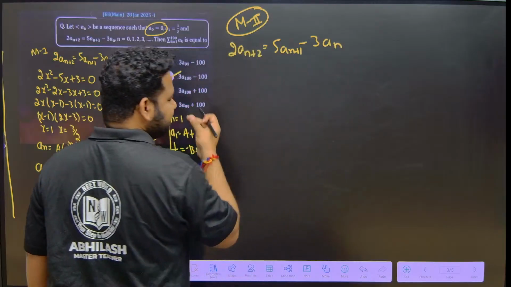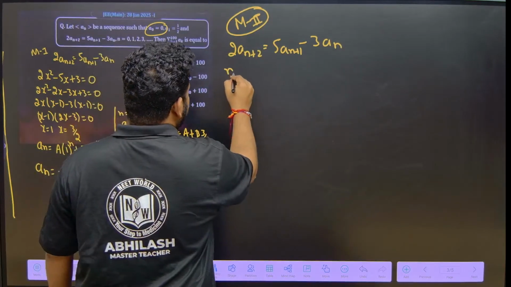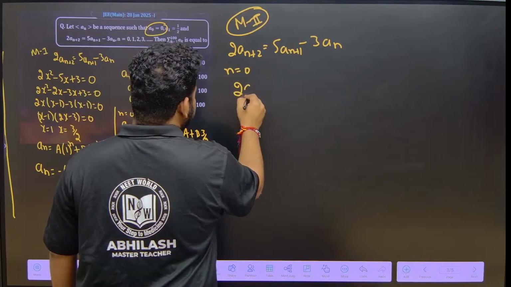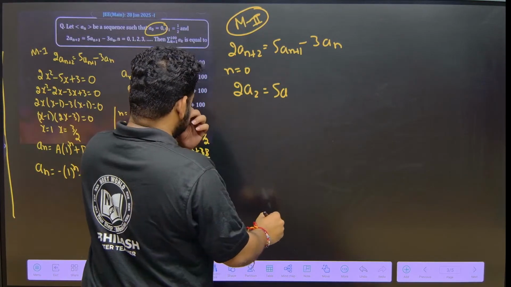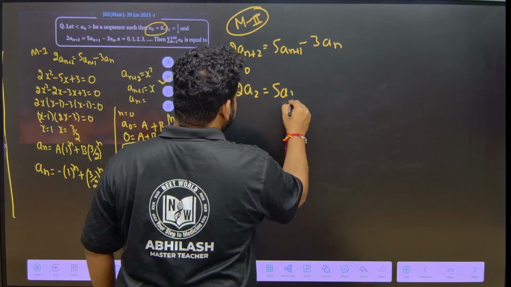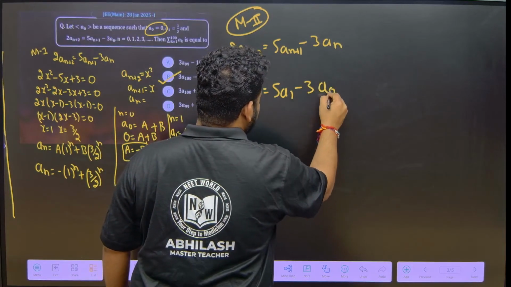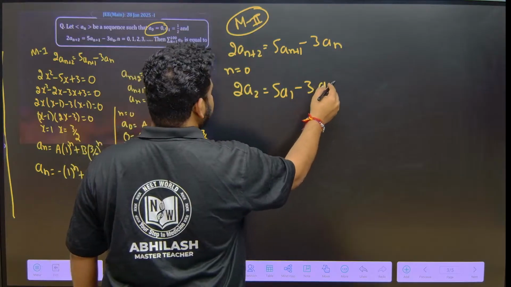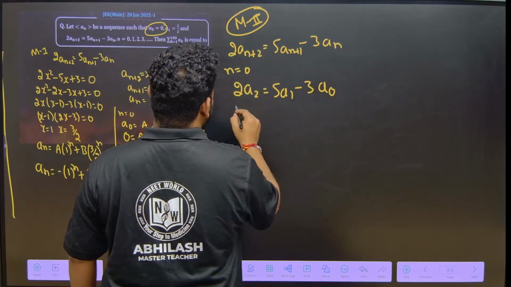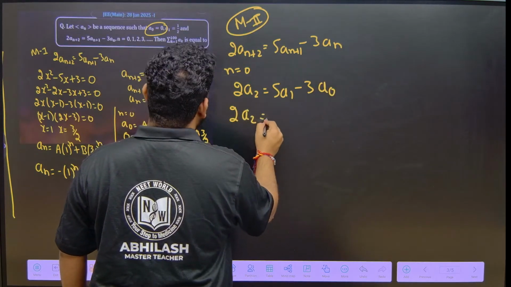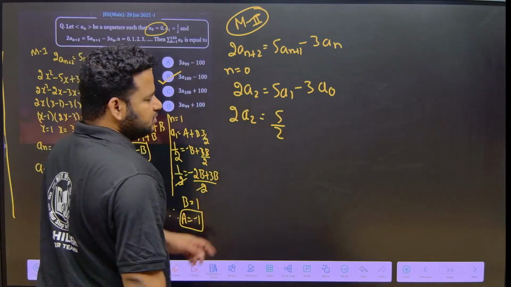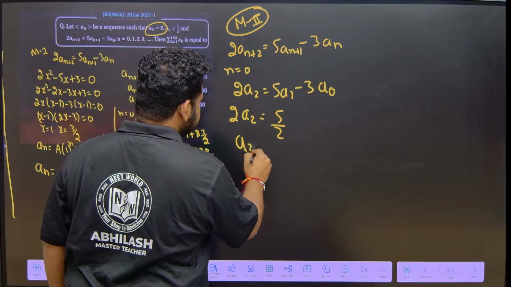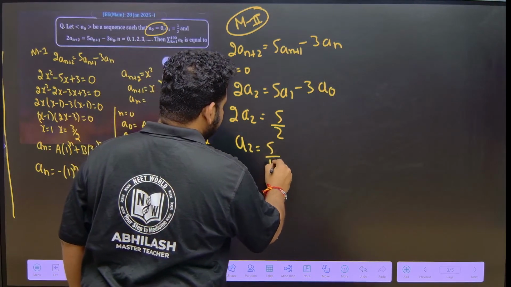So, for the sequence and series method, first I will put n is equal to 0. This gives us 2 times a2 is equal to 5 times a1 minus 3 times a0. A0 is nothing but 0. So 2 times a2 is equal to 5 times a1. A1 is 1 by 2, so it is 5 into 1 by 2, which is 5 by 2. That gives us a2 is equal to 5 by 4.